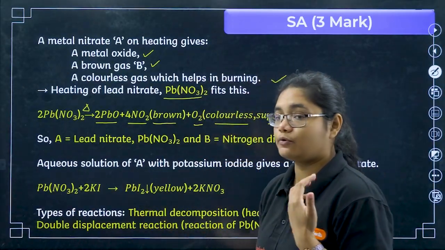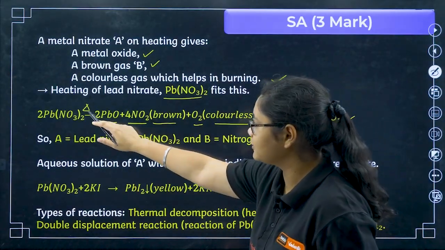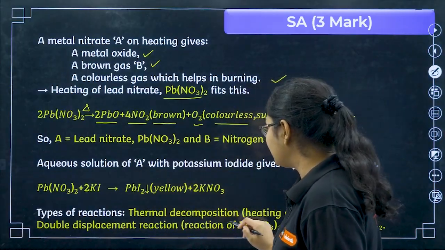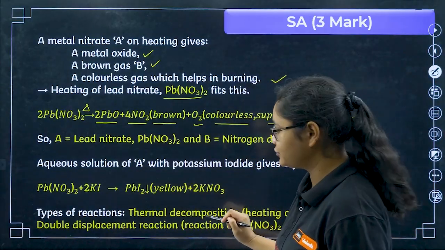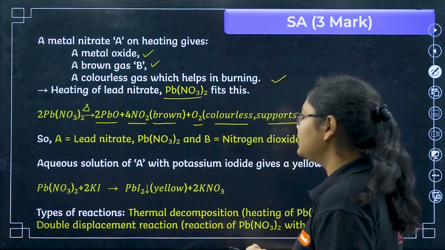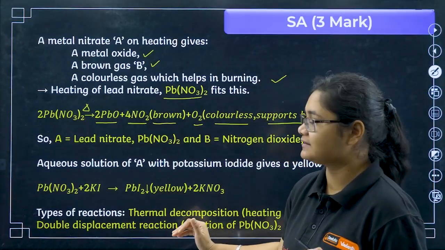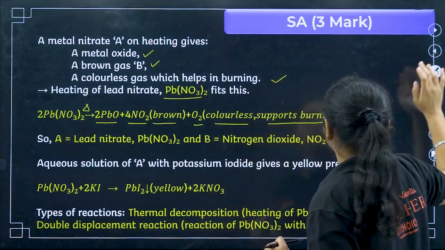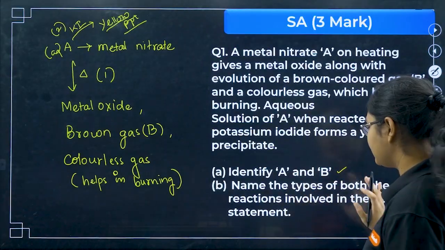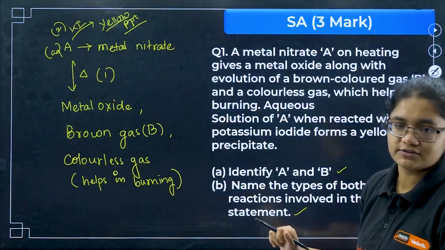Next, the question is asking you what types of reactions these are. The first one is because it is taking heat and breaking the compound, so it is a thermal decomposition or heating reaction. And the second one, if you see, there is displacement, so this is a double displacement reaction. So we have given two reactions, and that is the answer to the given question. Here if you identify A and B correctly, and write the two types of reactions correctly, you will get full marks in this question.